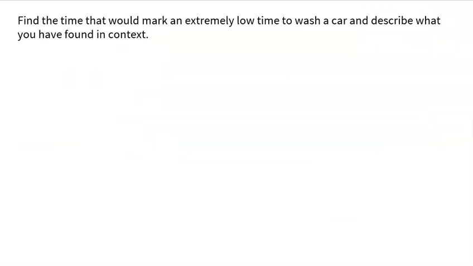All right, so here's another example. Find the time that would mark an extremely low time to wash a car and describe what you found in context. We just found the extreme high. Now let's find the extreme low. The first thing I have to do is decide, do I want the extreme to be the bottom 1% or the bottom 5%? Well, we just did the bottom 1%, so let's change it this time to the bottom 5%. So the first thing you have to say is, okay, I'm going to consider anything at that bottom 5% to be significant, to be extreme. All right, so what I need to figure out is what z-score marks that bottom 5%.